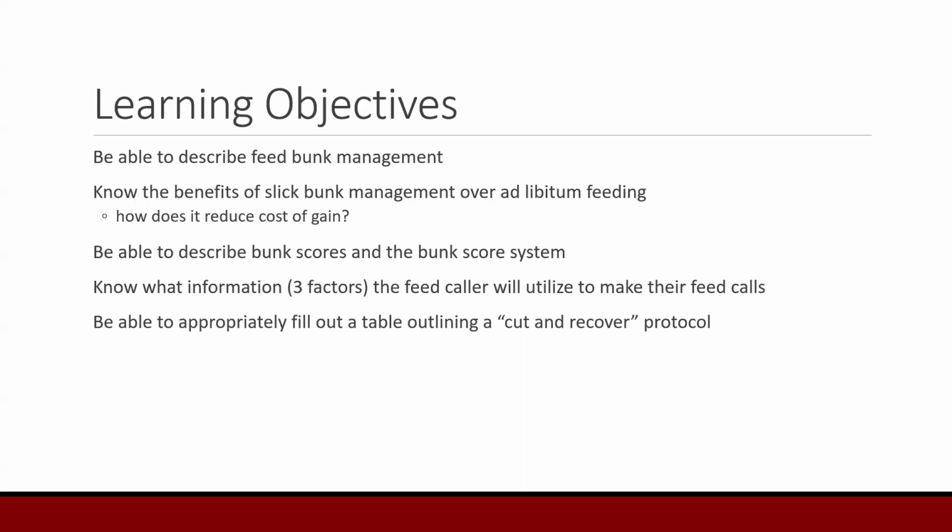Know what information a feed caller will use. So what three pieces of information they'll integrate when they're making their decisions around feed calls. And then be able to appropriately fill out a table that would outline a cut and recover program.